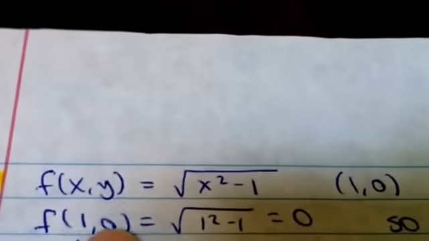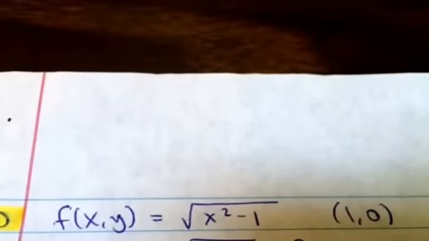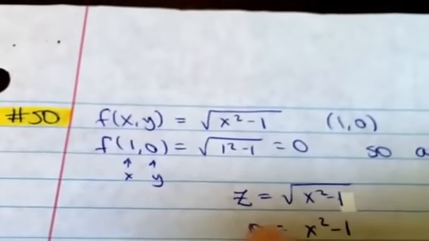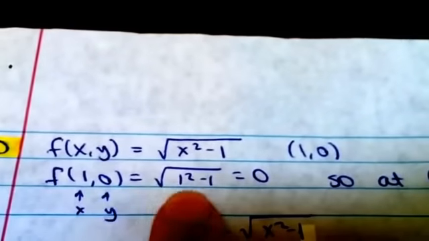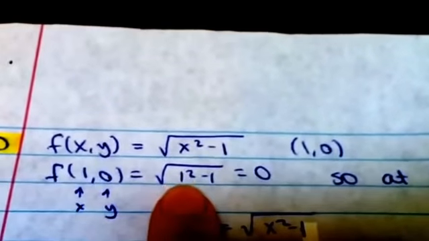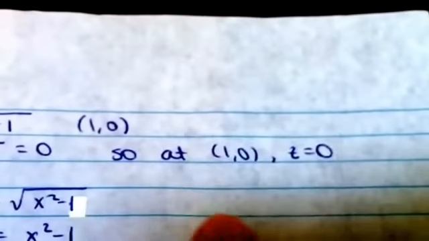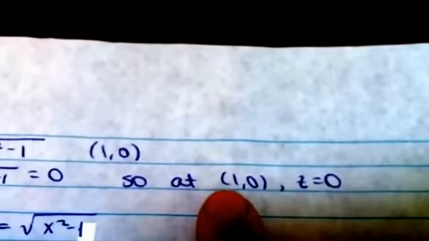Here was the function. This is number 50, by the way. Here is the function of 2 variables. Here is the point. And then I plug the point into the function. So there was no y to plug into, but if there was a y, I would put a 0. But I plug in the x and I get 0. So what that's telling me is at this ordered pair, z is 0. So that would correspond to the ordered triple 1, 0, 0.